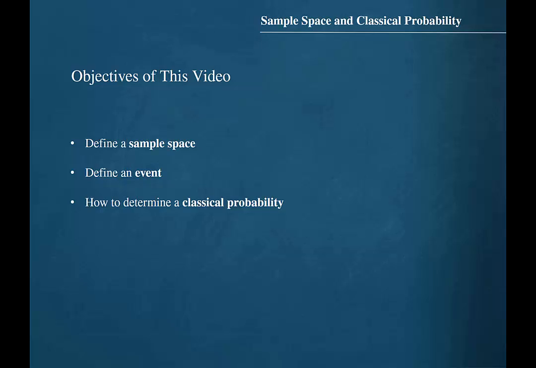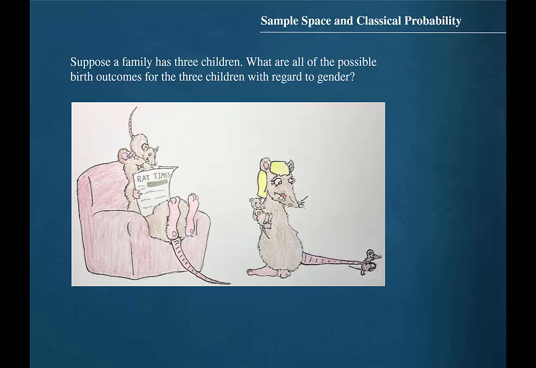The objectives for this video are to define a sample space, define an event, and to learn how to determine a classical probability. Suppose a family has 3 children. What are all of the possible birth outcomes for the 3 children with regard to gender?